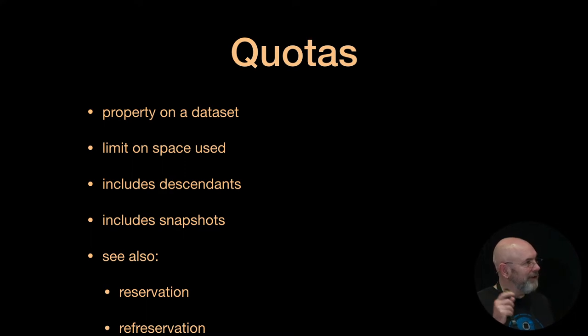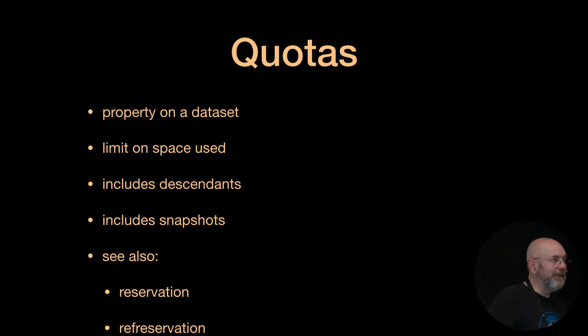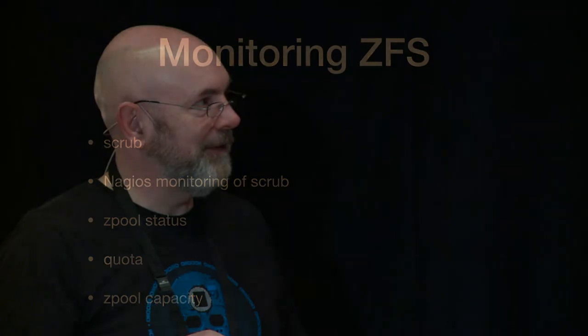Talk briefly about quotas. It's on a data set. It's a limit on how much space you can use, and it includes the descendants. So if you let your user create new file systems, it's all going to be included in there. The other thing is it includes snapshots. Because if you take a snapshot and then delete a 5 gig file, it doesn't free up the space because it's still involved in the snapshot. So you have to keep in mind that when you make snapshots, that space will stay around until you delete the snapshot. Yeah, and I don't want to get into this stuff because even I have trouble figuring out what it means.